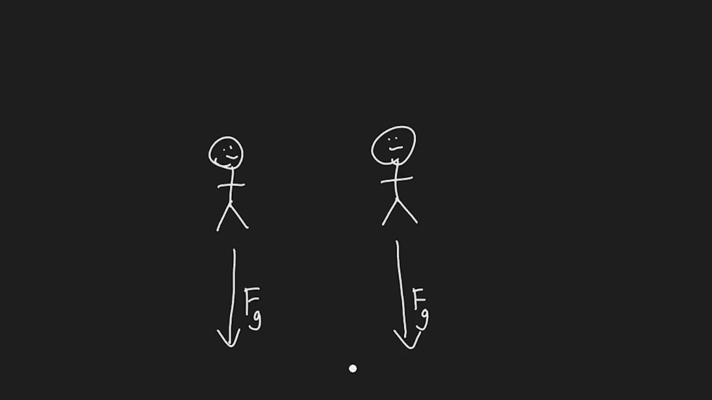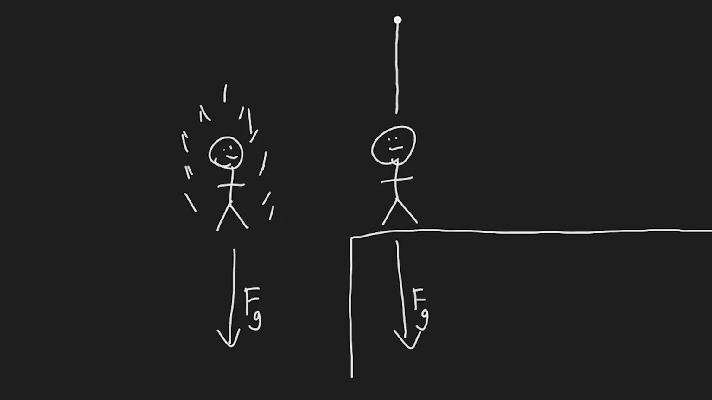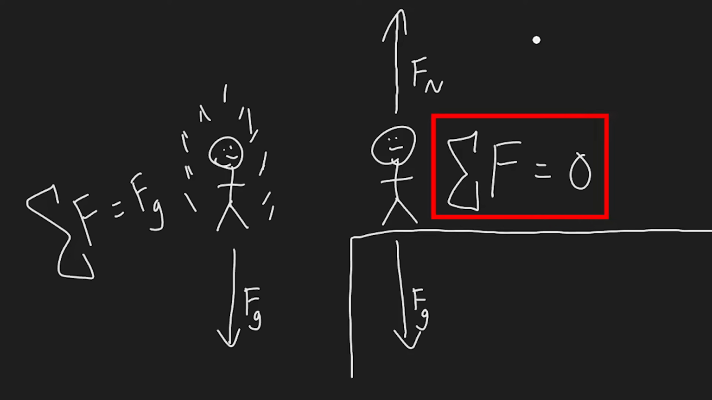Okay, let's move on. Whenever an object exists on Earth, there's a force of gravity being exerted on it, even if it isn't falling. This force of gravity is countered by a force called the normal force that pushes back up when you're on the ground. These forces are equal, so the net force acting on you is zero.